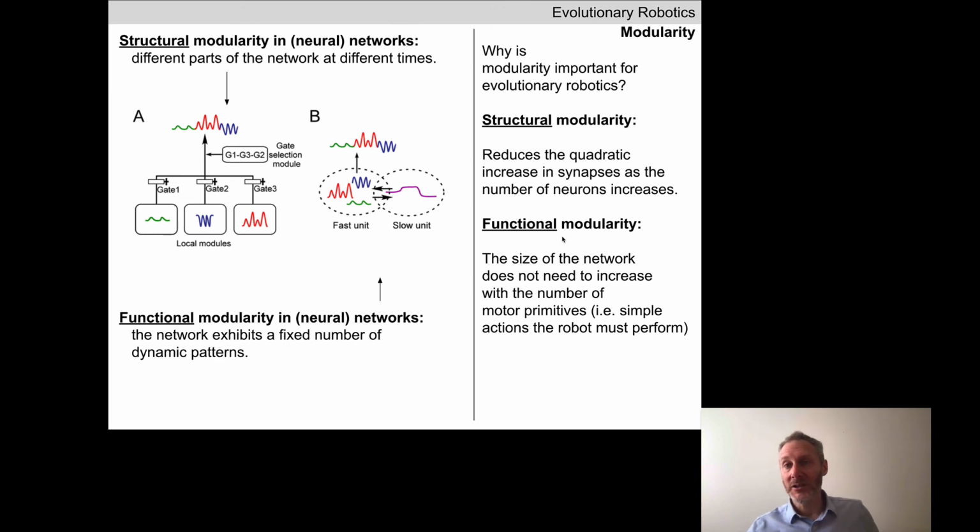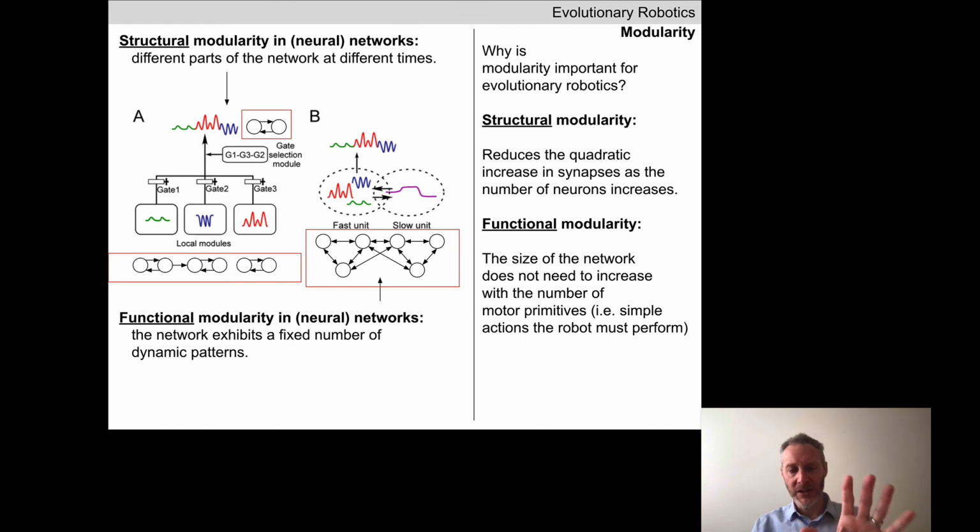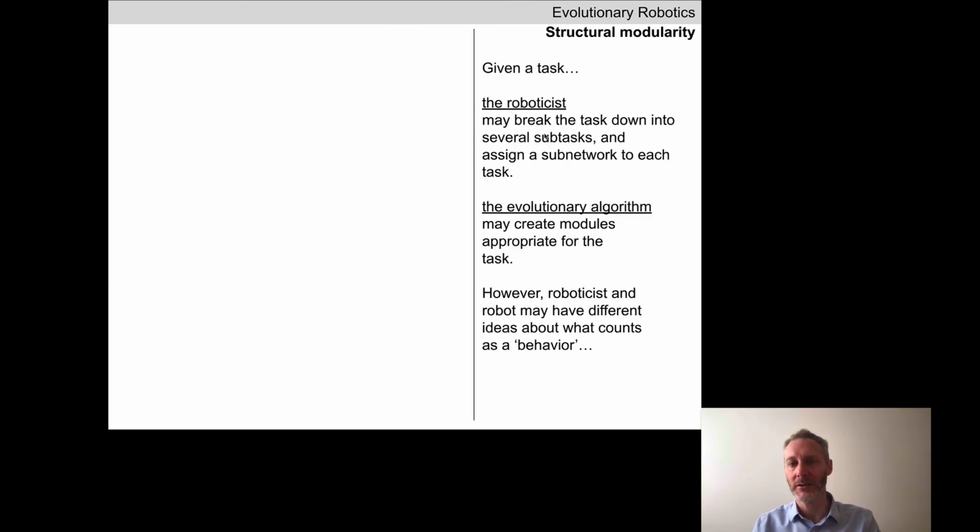As we saw when we looked at that humanoid robot example, the nice thing about functional modularity is by tuning the weights in that network, we can increase the number of functional modules. We can increase the number of discrete patterns that system outputs. Okay, please ignore these red boxes for today. We don't need them. We're going to ignore functional modularity in this lecture and just focus on structural modularity.